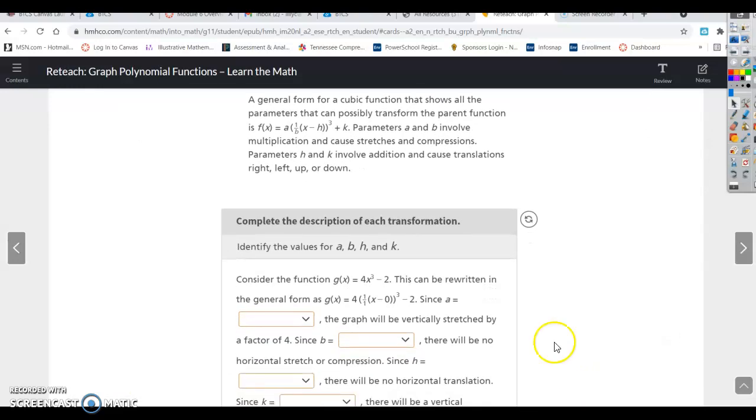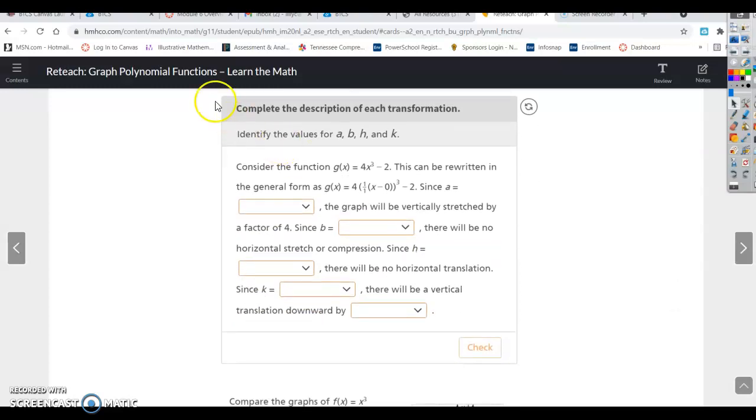The general form of a cubic function that shows all the parameters that can possibly transform the parent function is f of x equals a times (1 over b times x minus h) cubed plus k. If you remember in the last section, you had a couple problems where you had to find a, b, h, and k. Parameters a and b involve multiplication and cause stretches and compressions. Parameters h and k involve addition and cause translations right, left, up, or down. So we're going to complete the description of each transformation. Identify the values a, b, h, and k.